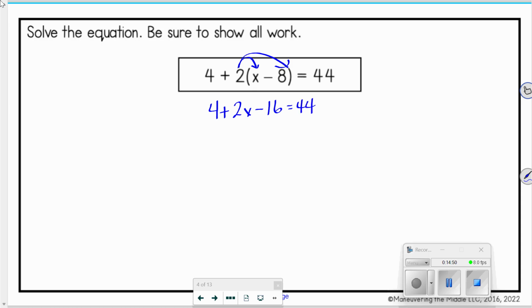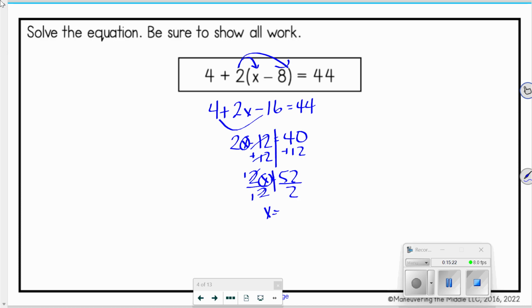Equals 44. I still need to do my combining. I have 4 and a negative 16. Opposite signs, that means they fight. The big guy wins. So it's going to be 2x minus 12 equals 44. Once we're down to just an algebraic expression and a constant, we can begin the solving process. The opposite of subtracting 12 is adding 12. So 2x equals 52. The opposite of multiplying by 2 is dividing by 2. So x equals 26.